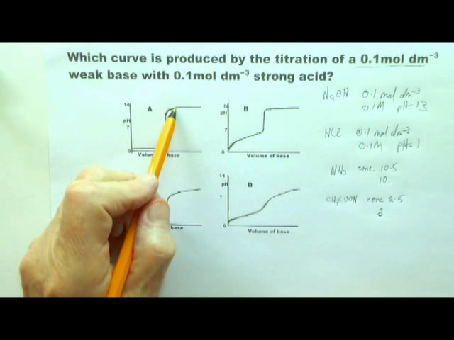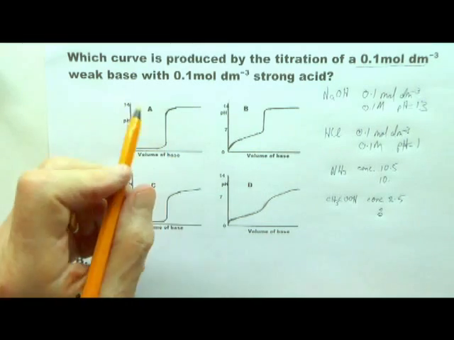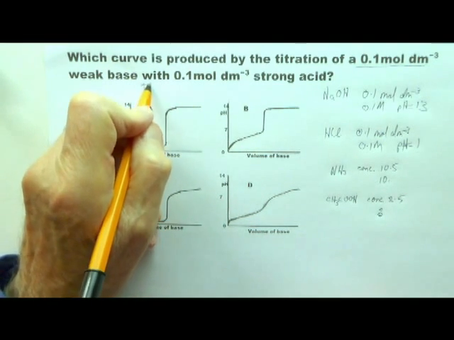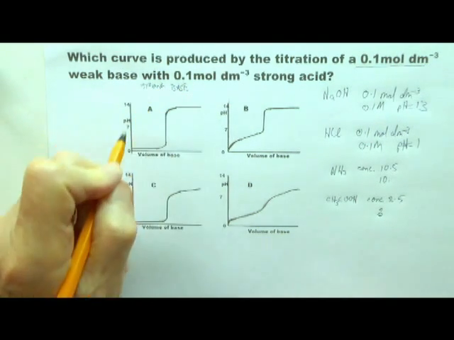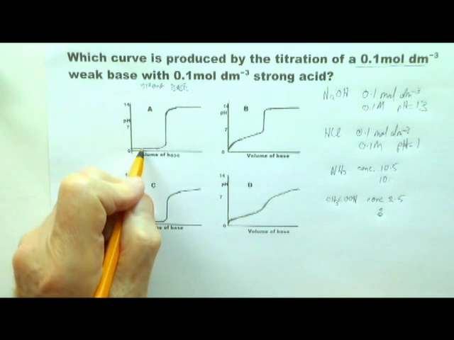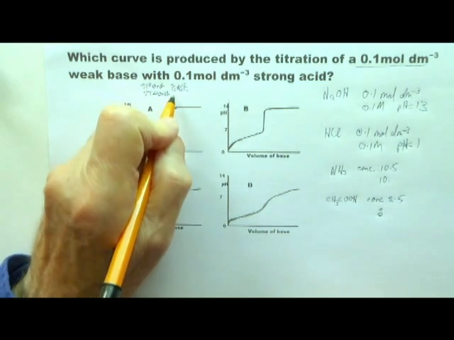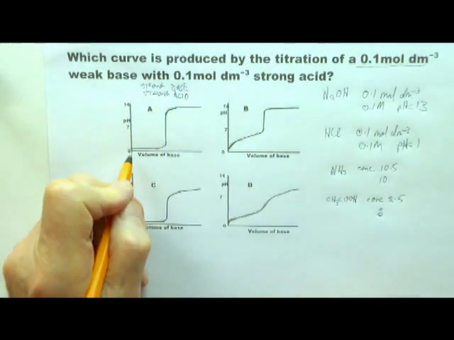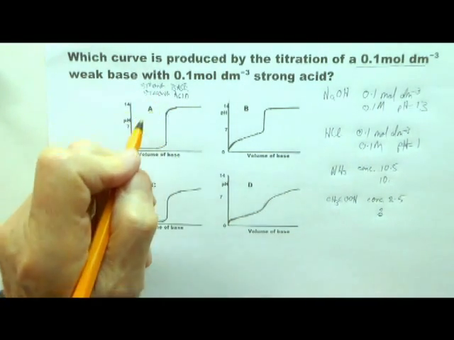And if you look at this, you can see that the pH is around about 13 or thereabouts. Therefore, that is a strong base. That has to be a strong base. You look at this, pH here is about 1 or thereabouts. That must be a strong acid. And this curve is typical of a strong base, strong acid.